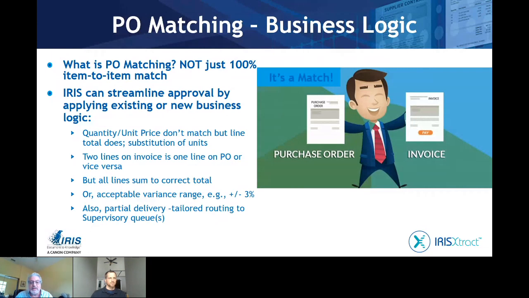We identify the PO number on the incoming invoice image, and then match the unit quantity and the unit price and calculate the line total. Additional logic can be added to accommodate specific user procedures and policies. The opportunity to tailor the solution to the user is a big strength of Iris Extract.